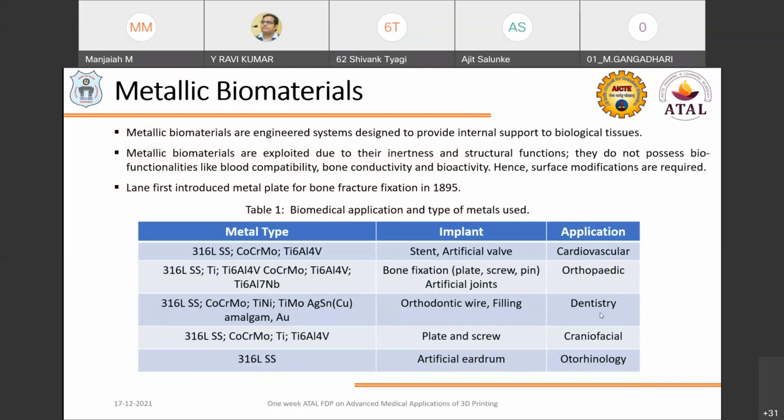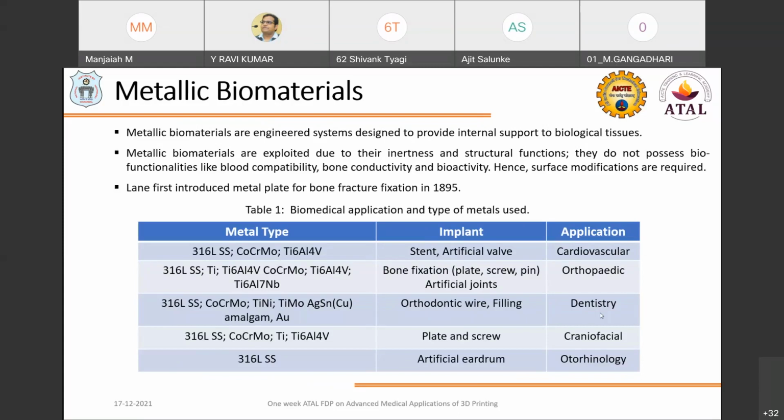And the other stainless steel, pure titanium and chromium cobalt, as well as titanium with 6 aluminium and 7 niobium, these kinds of beta titanium alloys are also used in bone fixation. That is what we are talking about: where the bone is fractured, a plate can be introduced between the fractured bones, with the help of screws or pins. The artificial joints are made with these kinds of materials where we need orthopedic applications.